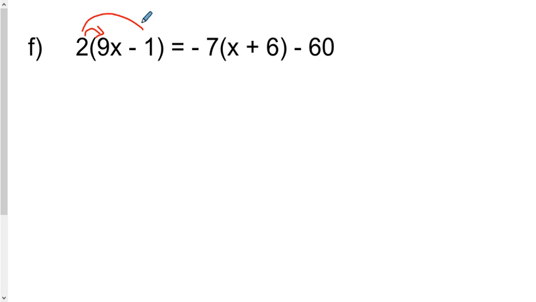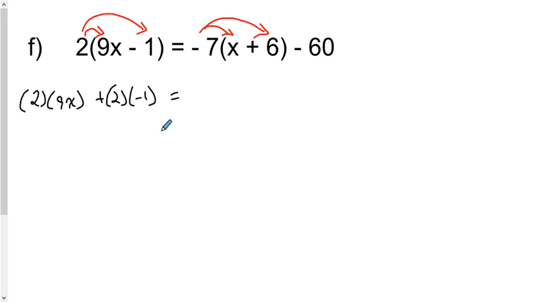Let's do distributive property, and then we'll collect our like terms. So we got 2 times 9x plus 2 times negative 1. Now let's do our distributive property here. Negative 7 times x. Negative 7 times 6.